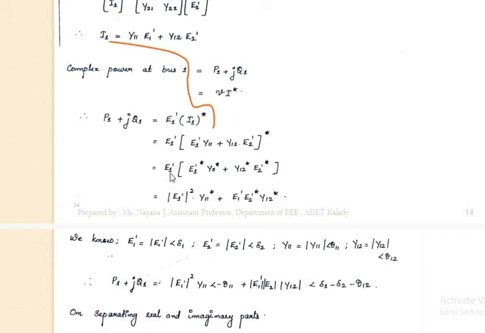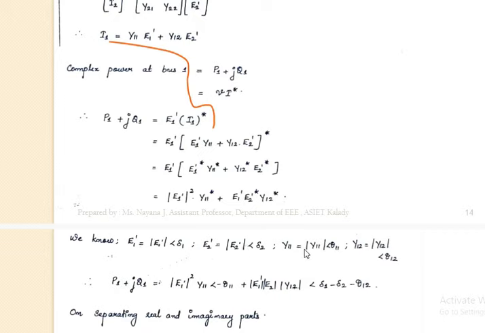This became E1 square because E1 dash means E1 angle theta. E1 dash conjugate means E1 angle minus theta. So there will be only the magnitude part on multiplying this. Okay, that is how it happened. Now we know it already, right? We will represent voltage as magnitude and angle. Second voltage as magnitude and angle.